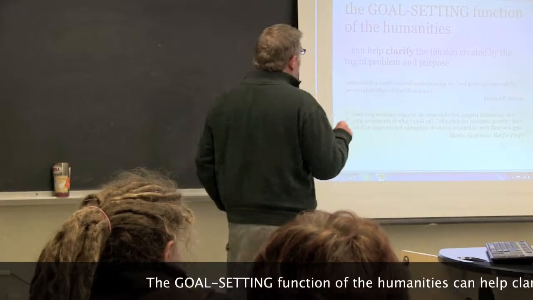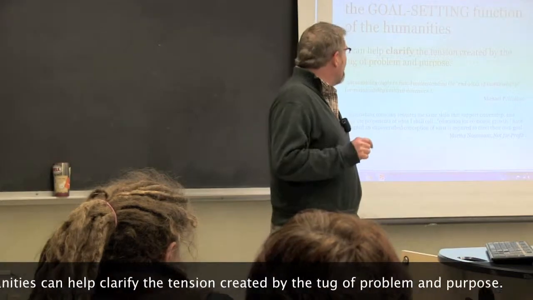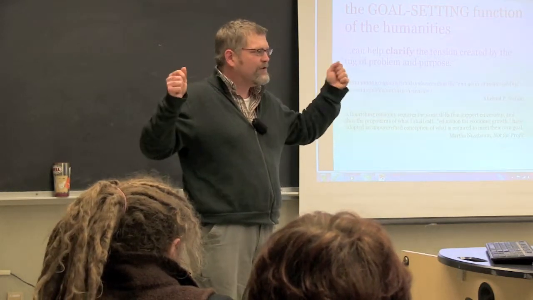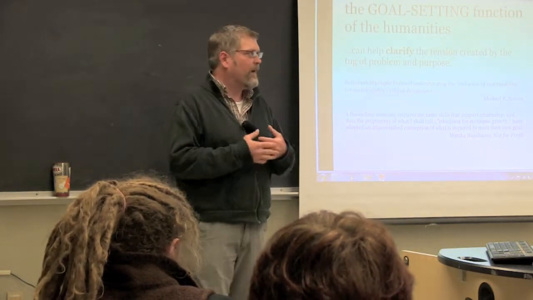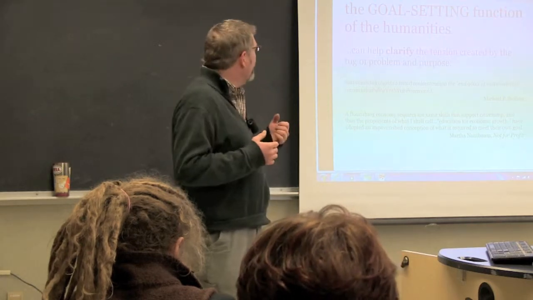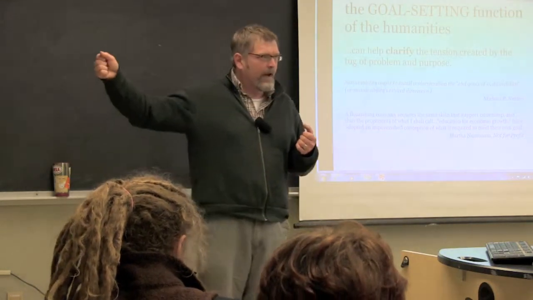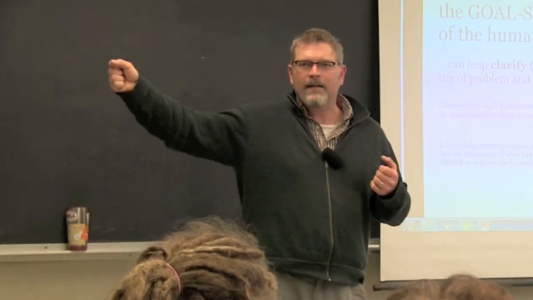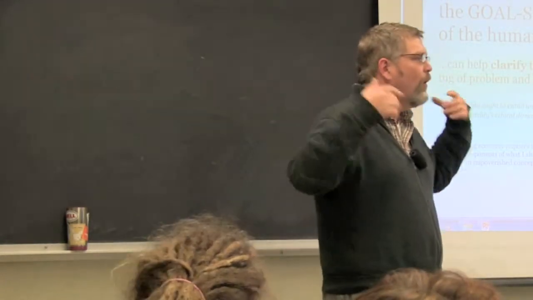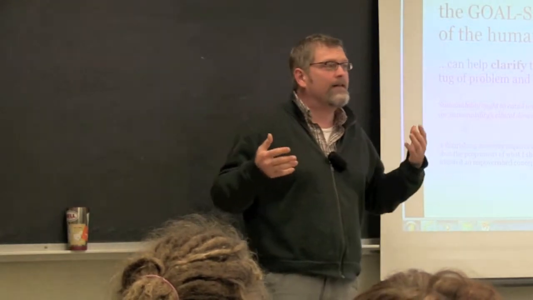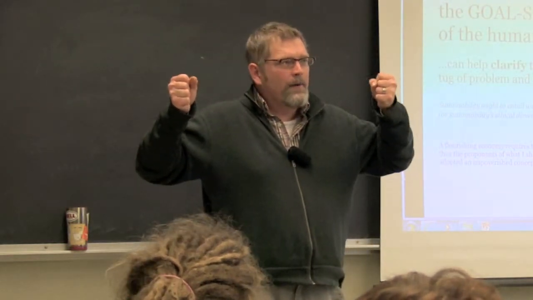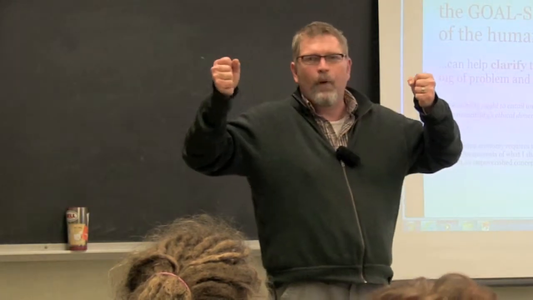The goal-setting function of the humanities can help clarify the tension created by the tug of problem and purpose. I like the metaphor of thinking of a high-tension line, right? We've got problems in our society. Some of them are environmental. And when you've got a problem, if you think of it as the tug of problem and purpose, on one hand we have some circumstances that are facts about the world. On the other hand, we have our own purposes, our own goals, our own ideas of how we would like to live, for example. And those two things tug against each other. Our ideas of how the world ought to be come up against the stubborn resilience of the way things are.